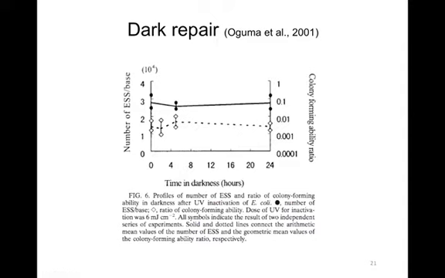And then in the dark, they did not see this phenomenon. So they did not see repair of the dimers, and they did not see E. coli regaining their ability to grow in the lab. Okay, so that's the E. coli results.